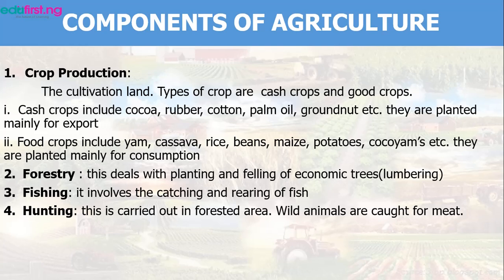Now, what is forestry? This deals with the planting and felling of economic trees, that is, lumbering. Fishing involves the catching and rearing of fishes. And hunting, which is the last one, is carried out in forested areas. Wild animals are caught for meat.